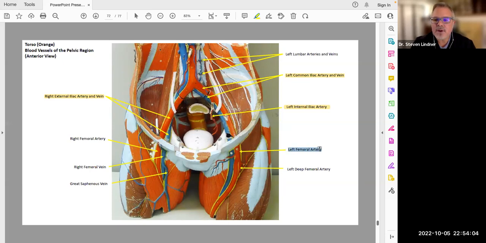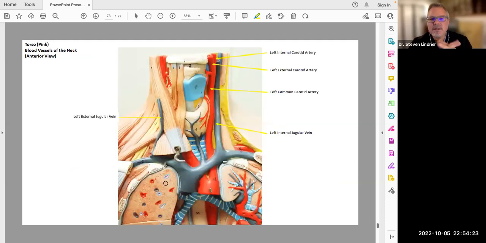Here's the left femoral artery. Here's the right femoral artery. And here's the right femoral vein with the greater saphenous vein that comes right off of it. Anything up here? Let's see. We're getting close to the end. Nah, there's better.